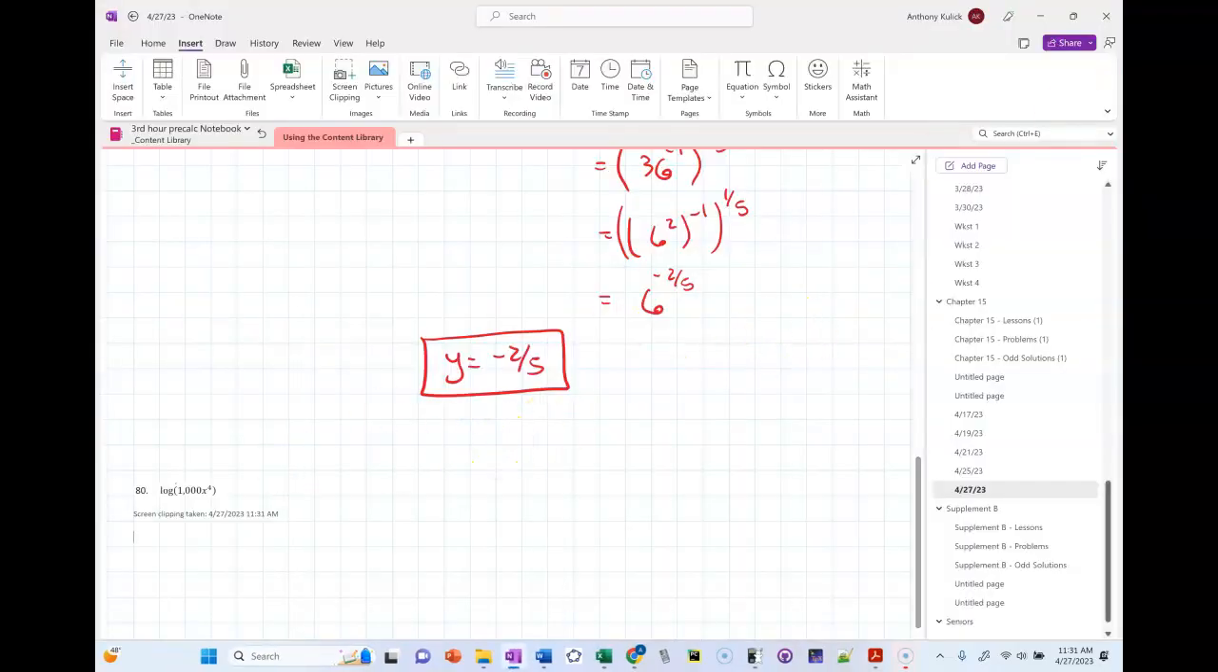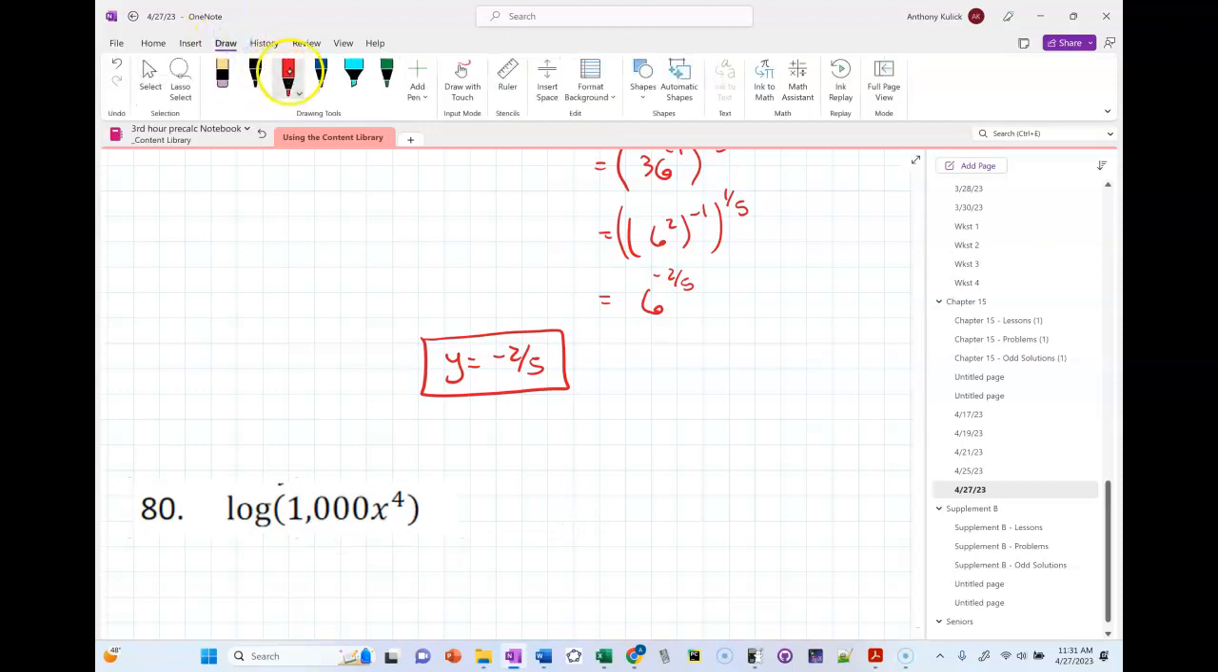All right, this one says we're asked to expand the logarithm using our properties of logs. So first thing we look for is a quotient property. Got none of those. Next thing we look for is a product property. And I noticed that, well, sure, there's a multiplication going on between the 1,000 and the x to the 4th. Separate them up. So we can do that.